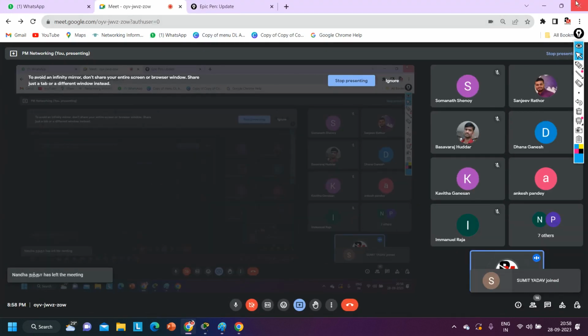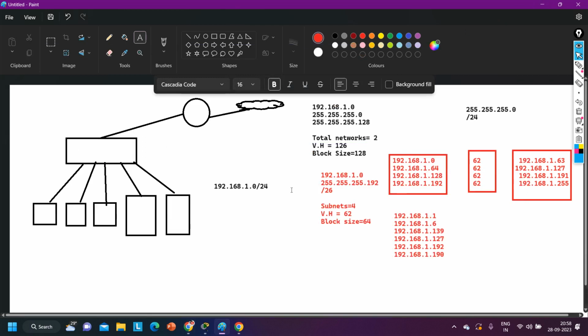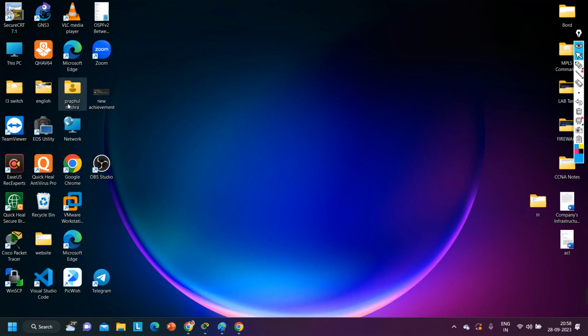Now let's start from class B. Class B is a bit tricky, but if your concept is clear, the formula is the same, right? Three formulas are there, only for VLSM also. Then I am going to share some questions with you. And in the CCNA book which I have shared with you, you should practice subnetting, because subnetting is very important, and I don't want you to have to learn subnetting again in your life.